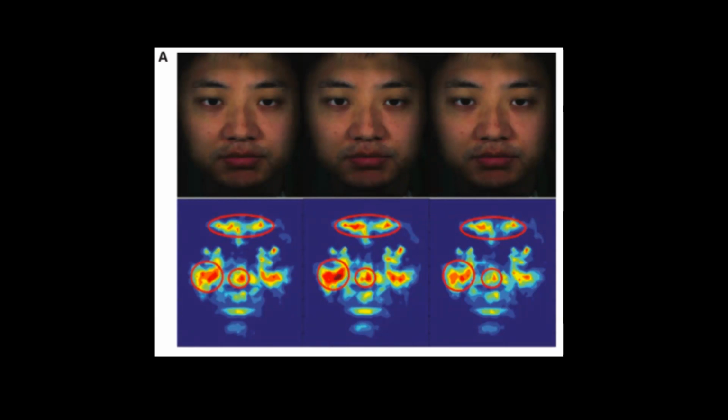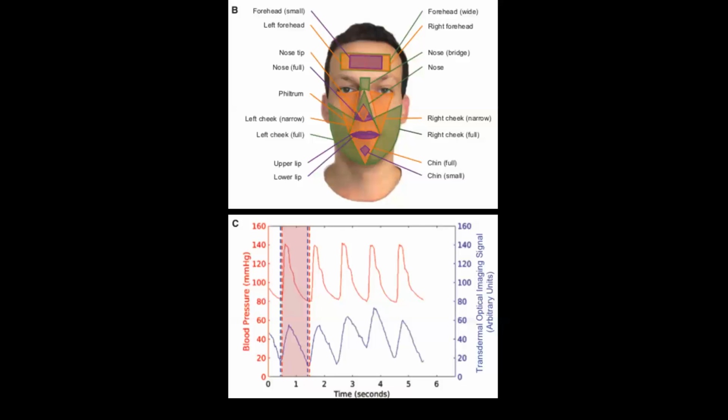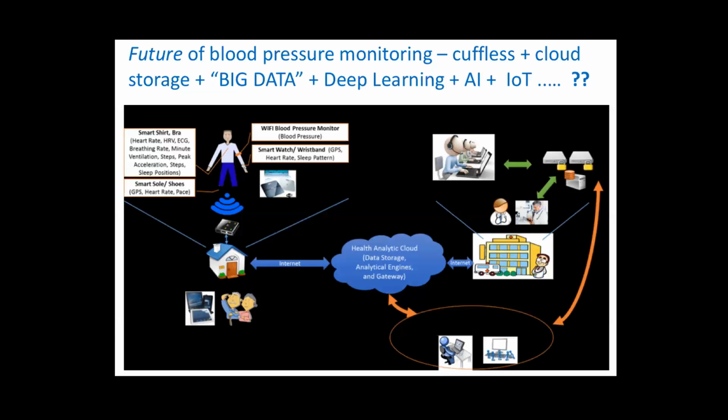So you identify a number of areas on the face here, and you can get very nice signals. So this is kind of the future of blood pressure monitoring. You're going to be using cuffless techniques, sending all the data to the cloud. You will then use that data, subject it to deep learning, artificial intelligence, which will then allow you to better predict and treat blood pressure.